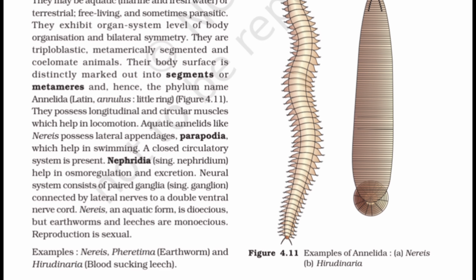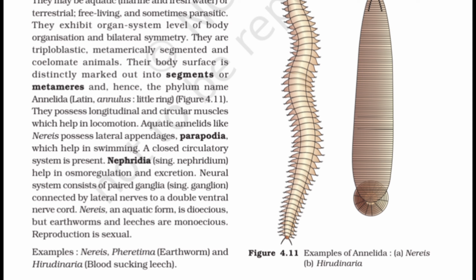They possess longitudinal and circular muscles, which help in locomotion. Aquatic annelids like Nereis possess lateral appendages, parapodia, which help in swimming. A closed circulatory system is present. Nephridia, singular nephridium, help in osmoregulation and excretion.